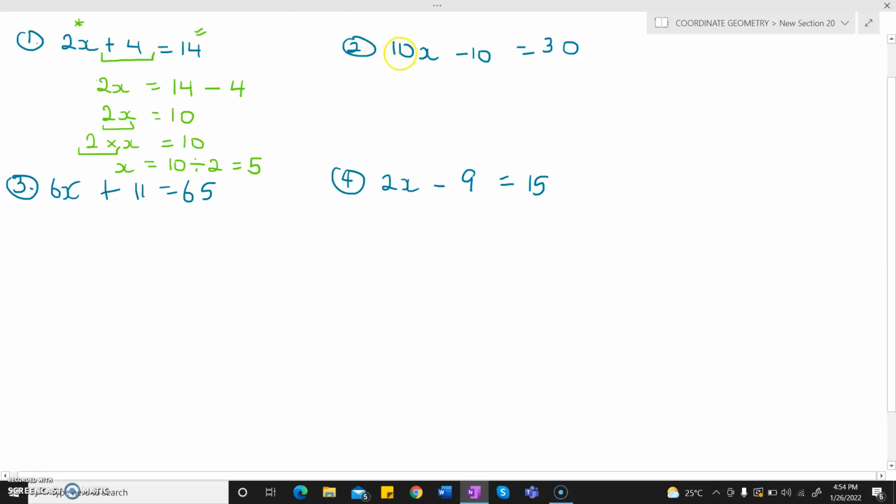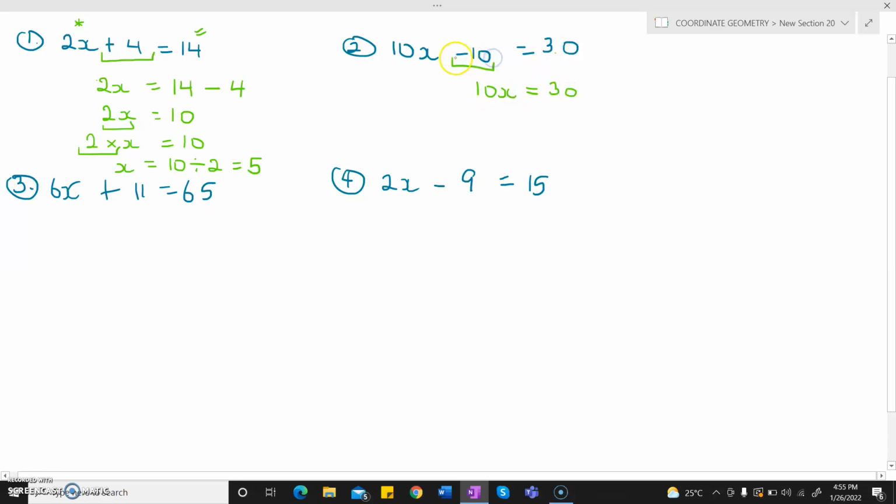Let's get number 2. We have 10x minus 10 equals 30. Same kind of method we're going to use like number 1. So we want to find the value of x. So we're going to move across this minus 10 or take away 10 first. So we're going to get 10x, go back to 10x, is equal to, we put back the 30, that was already on the right side.